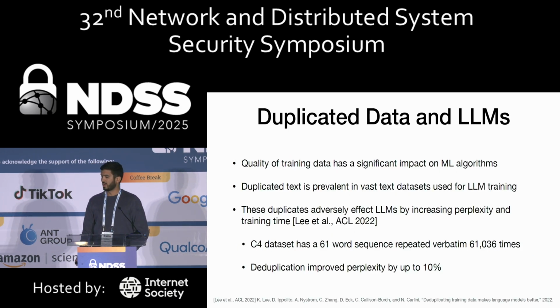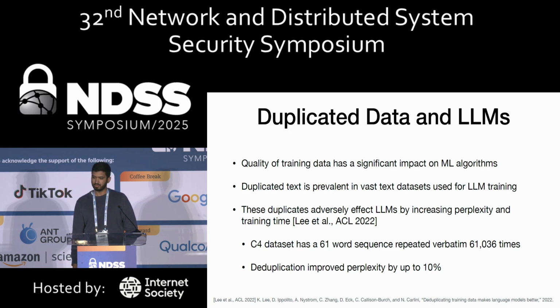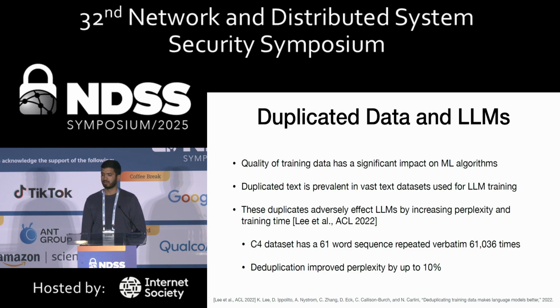It's a well-known fact that the quality of training data has significant impact on the performance of machine learning algorithms. In the case of vast text data sets commonly used to train language models, duplicated or repeated text sequences are prevalent, and these negatively impact data quality. Prior work has shown that these duplicates adversely affect LLMs by increasing perplexity and training time.